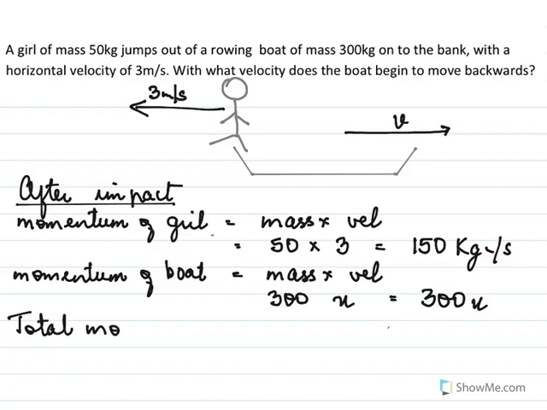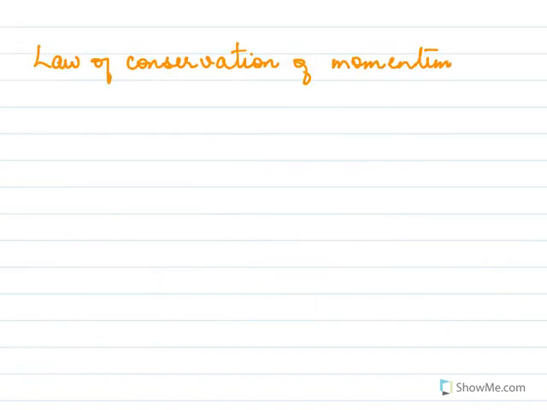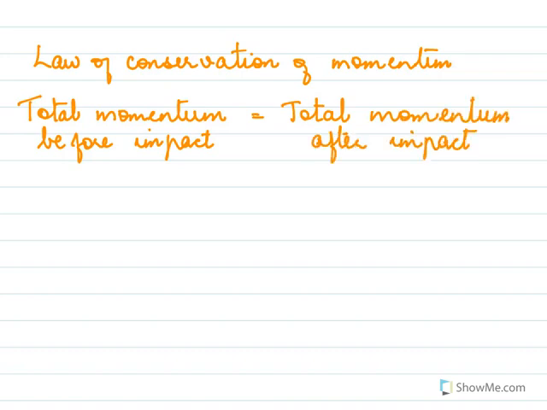So total momentum of both the boat plus the girl will be 150, that is of the girl, plus 300x, that is of the boat. By the law of conservation of momentum, total momentum before impact equals total momentum after impact.